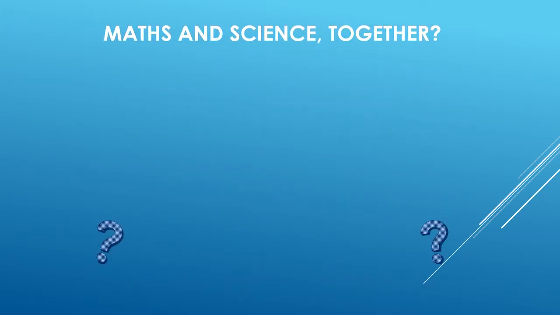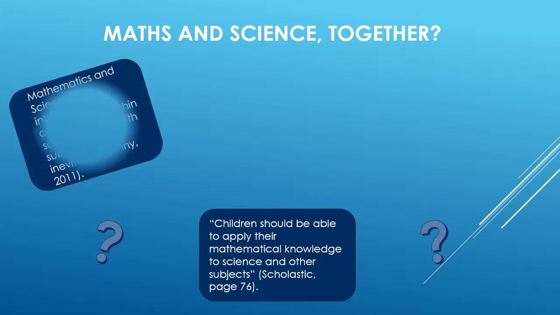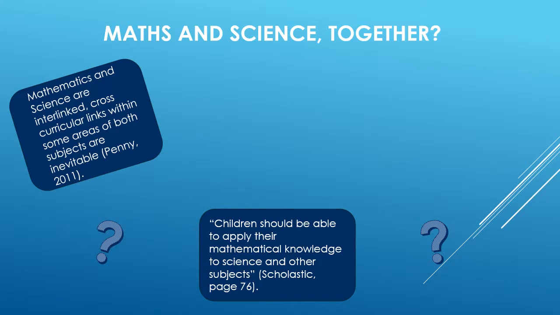Should maths and science be taught together? Within the current 2014 national curriculum, there are many noticeable links made between mathematics and science. Additionally, the new curriculum states children should be able to apply their mathematical knowledge to science and other subjects, thus emphasising the need to incorporate aspects of a cross-curricular approach within the primary school classroom.